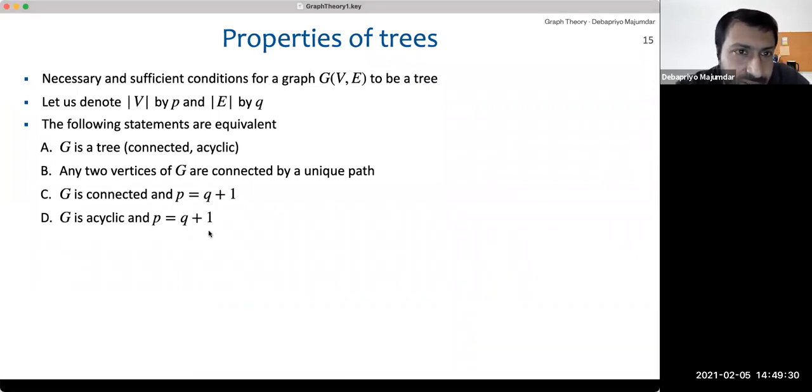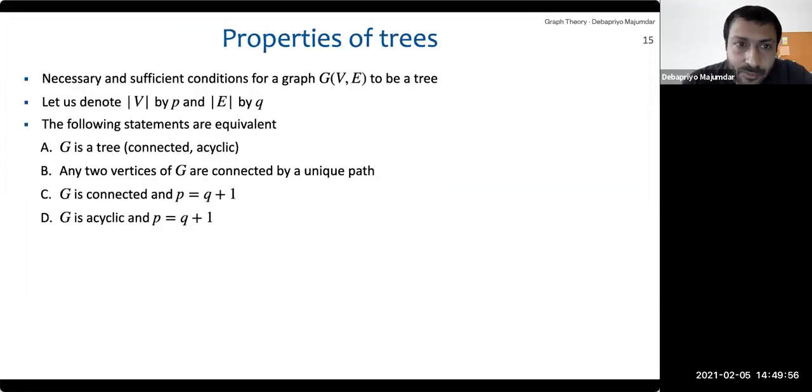So you see, there are three things here. The definition says connected acyclic, but it is equivalent to saying connected and P is equal to Q plus 1, or it is equivalent to saying acyclic and P is equal to Q plus 1. So the fun part is any two of the three conditions will be enough: connected, acyclic, and this, right? So any two of the three conditions will essentially make sure that it's a tree.